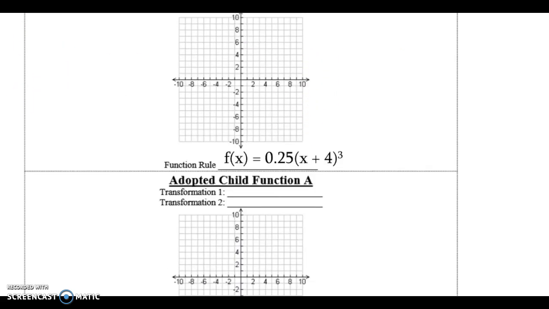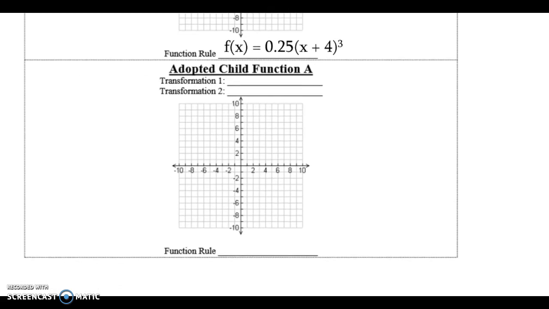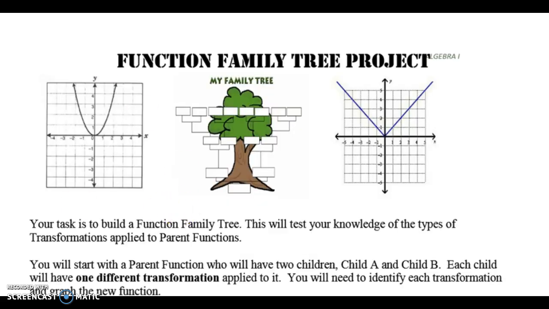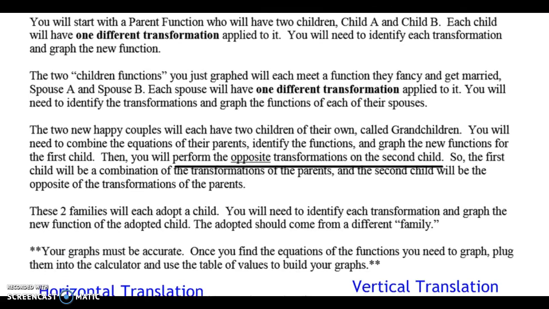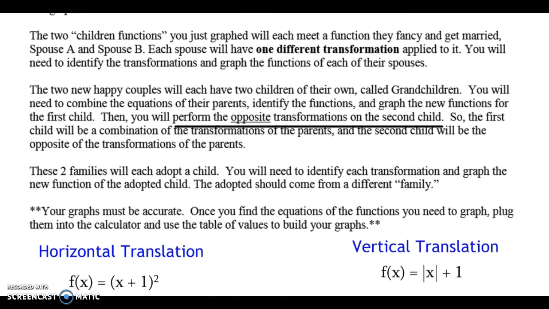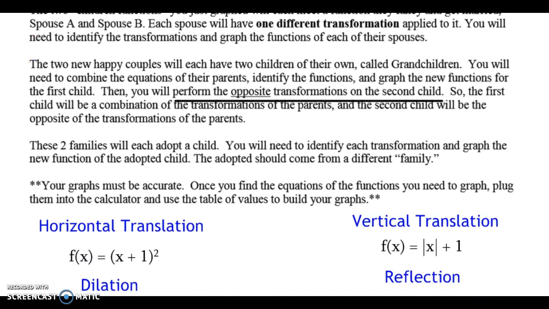Alright, if you're trying to determine what adopted child function A is supposed to look like, you can refer back to the directions. The adopted child function is supposed to be the same types of transformations as the previous grandchild, but it would be a different parent function. So that's listed here. We have the adopted child, and each of the transformations are the same as grandchild A1, but it should come from a different family, so a different parent function. Here's what it looks like.